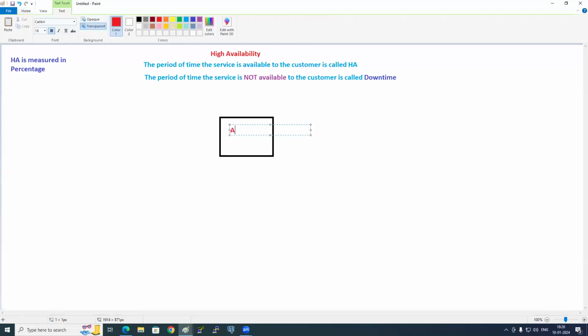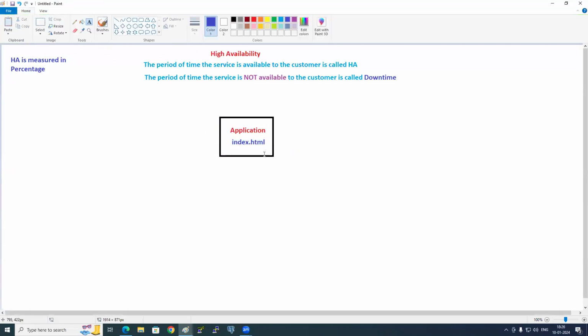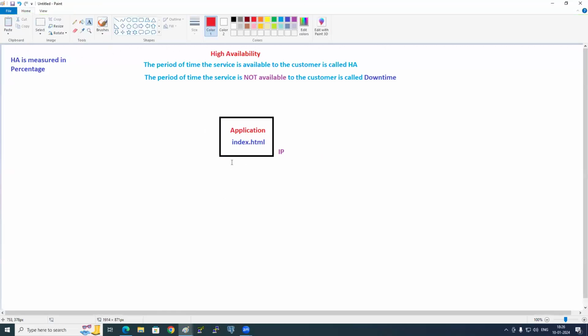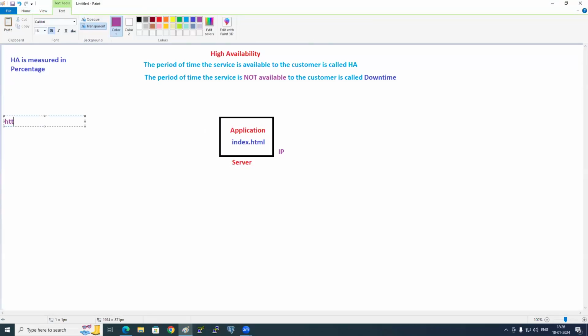So this is the server. What I do here is put an application. The application name is index.html. This is the application. Now, every server will have an IP address, right? Yes. This is the server. I have set it up, and I have given Ajay the website URL like this, http://.